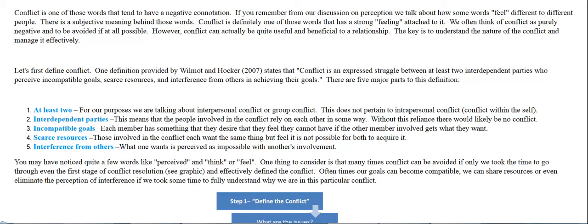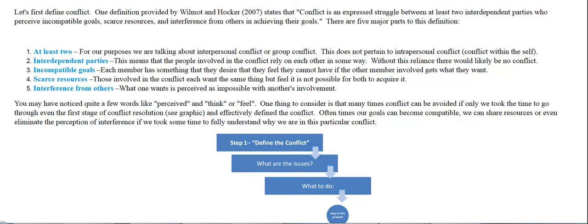Now, for our purposes, we're talking about interpersonal conflict or maybe even small group conflict. This doesn't really pertain to intrapersonal conflict, meaning conflict within the self. However, some of the tactics that we're going to go through today, particularly the conflict resolution stages, will really be valuable no matter what type of conflict you are involved in, what kind of relationship, or if you're dealing with something just personal. However, as I said, this class is interpersonal, so we are looking at a conflict between at least 2 people. So you have to have at least 2 people.